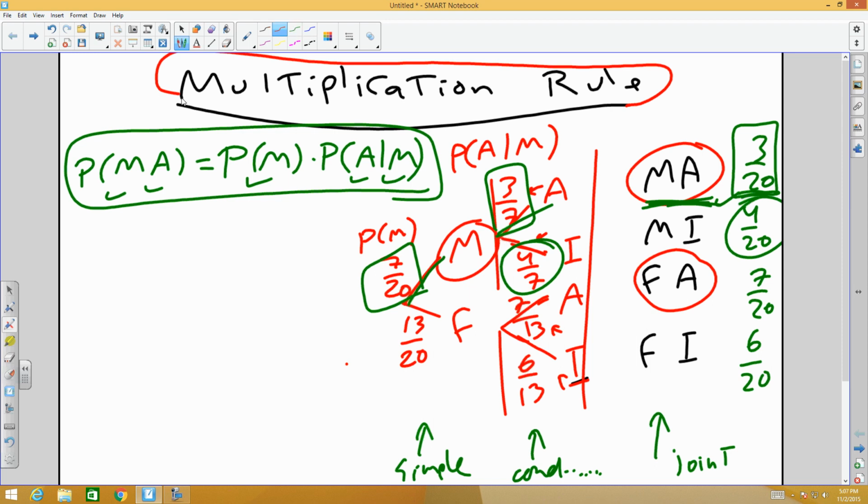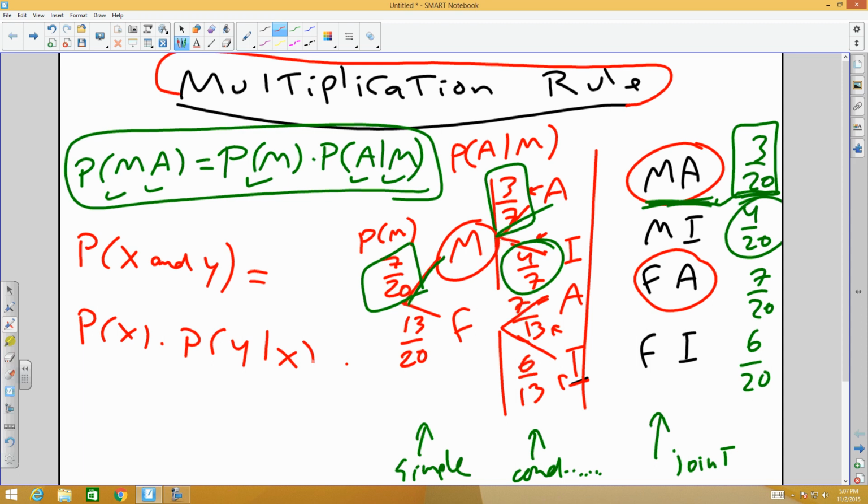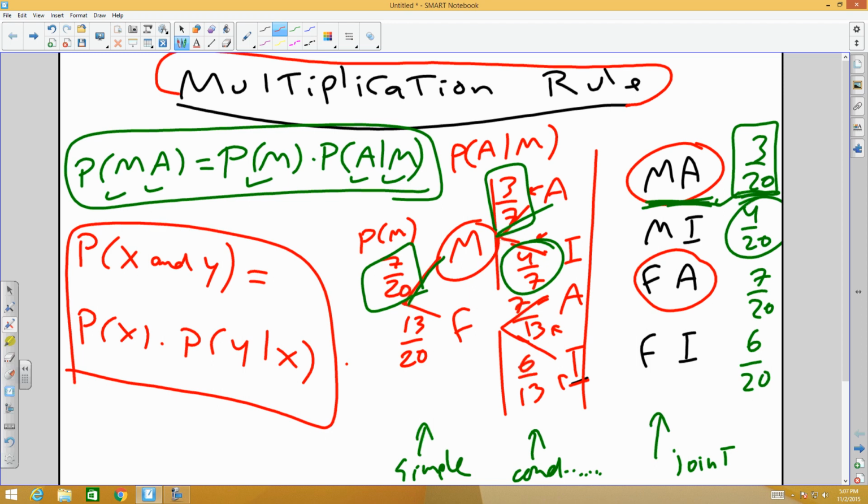So in general, if I want to find the probability that I have X and Y, what would be the probability? Probability of X, because it happened first, times the probability of Y given X, the second given the first. Okay? So that's called the multiplication rule. The first, and then the second given the first, which is the conditional probability.